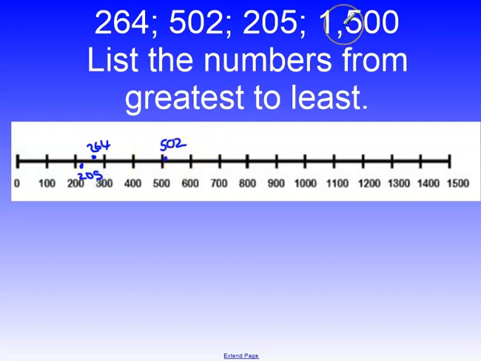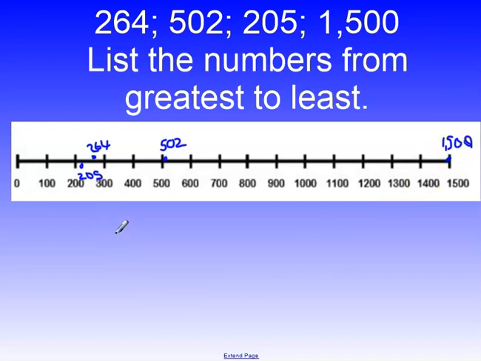And we have 1,500, which is way down here at the end. So we have 1,500. Woo! Sorry, that was a little hard to make that 0.